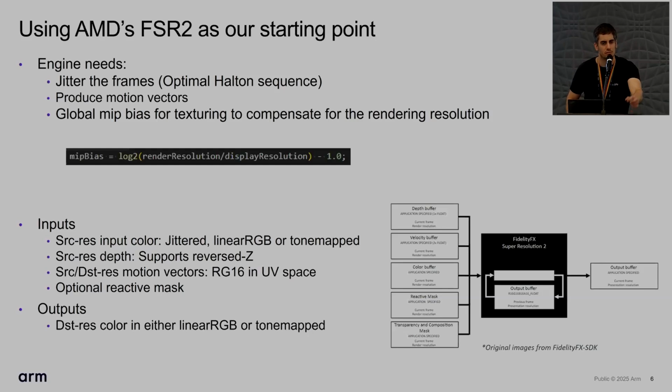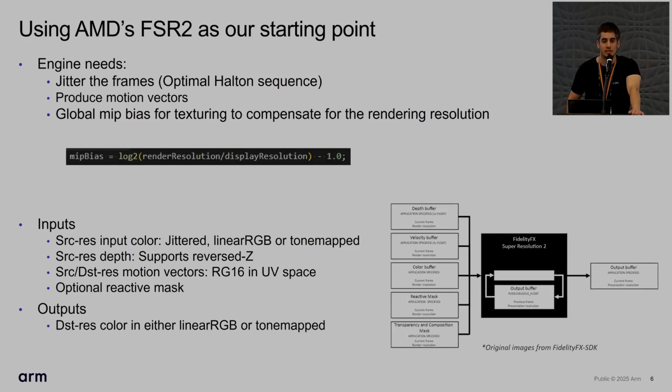So it comes with some requirements in your engine. You need to jitter your frames, ideally with a Halton sequence. You need to provide motion vectors because it temporally integrates the signal, so you need to reproject to the previous frame information and somehow deal with ghosting or any kind of artifact that you might encounter. And you also need to compensate for the fact that you're rendering at a lower resolution, but your final image needs to look as if you were rendering at the target resolution. In order to do that, you have to apply a global MIP bias when texturing. Basically, that bias that you can see there.